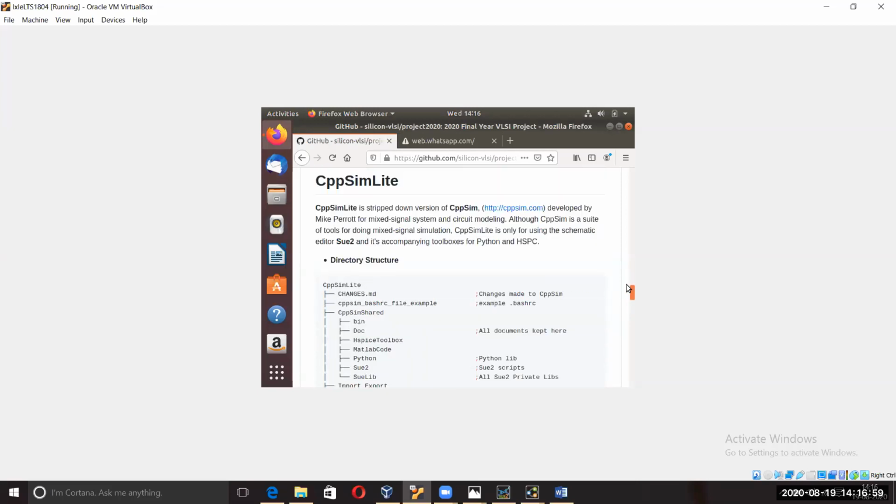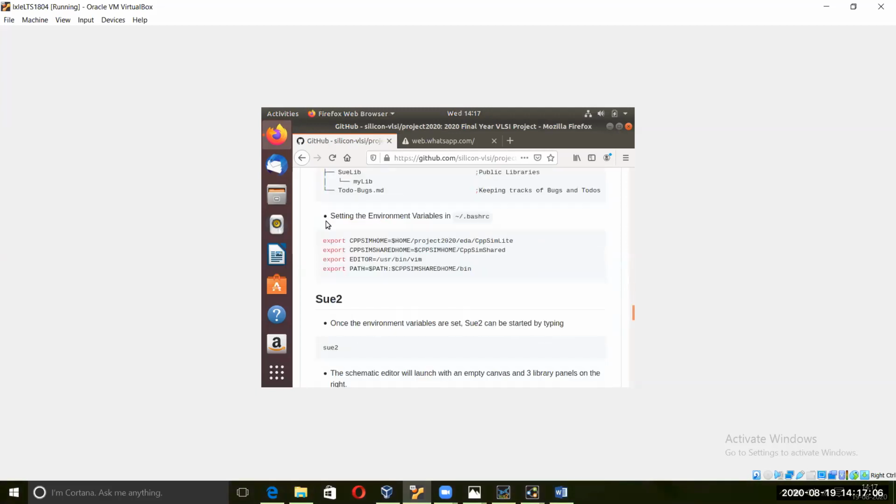If you scroll down the CPPCM Lite page, there is text saying how to set the environment variables in the .bashrc file. Just copy this whole thing and go to your bashrc file.